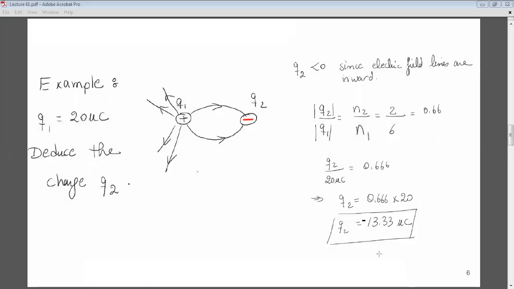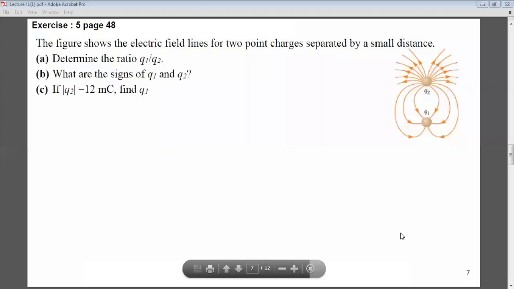Solve some exercises from your booklet. The figure shows electric field lines for two point charges separated by a small distance. Part A: determine the ratio Q1 over Q2. This is equal to N1 over N2, where N1 is the number of field lines from Q1, and N2 is the number of field lines from Q2.